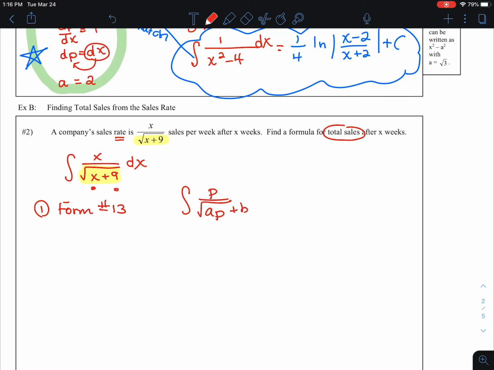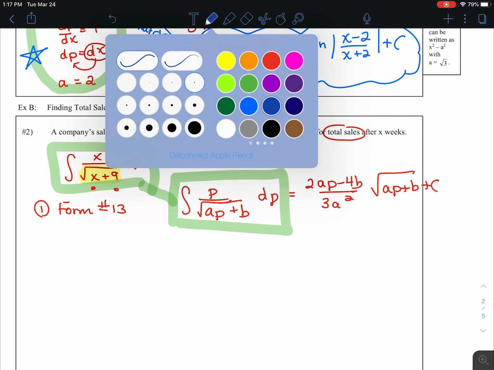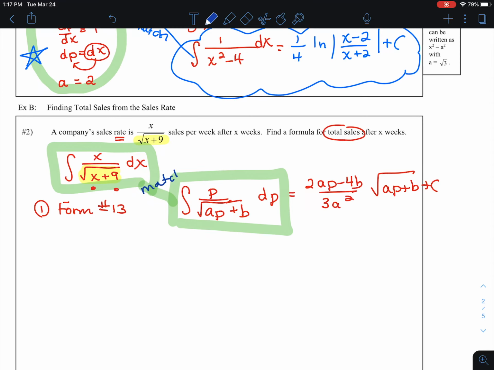Here's how formula number 13 looks. And the right side of formula 13, I'm just jotting this down here. Now here's our goal. Our goal is to focus on the left side of the formula. We need to get it to match the original problem, and we're going to do this through substitutions.